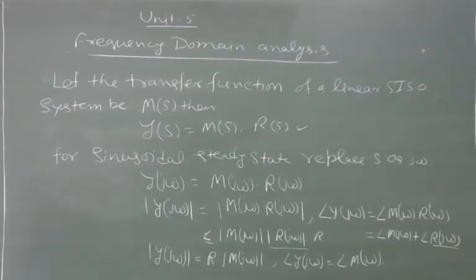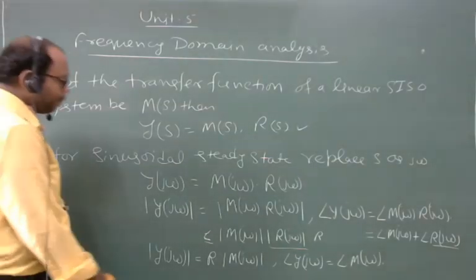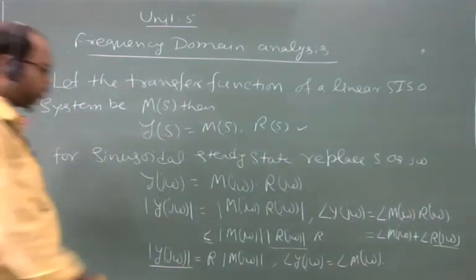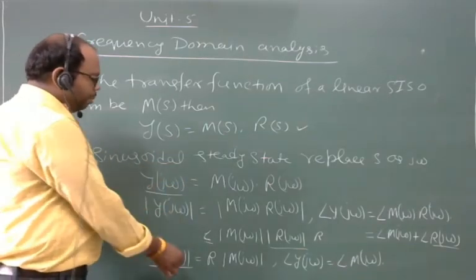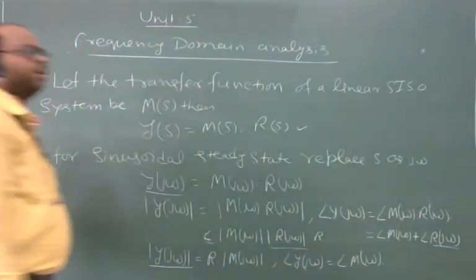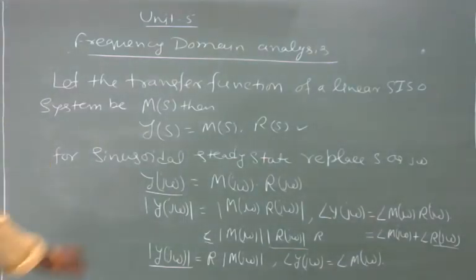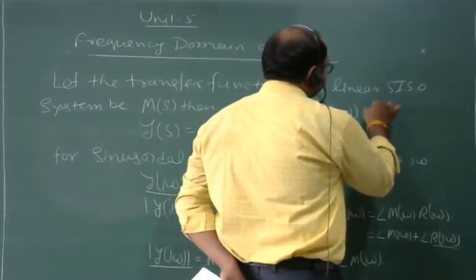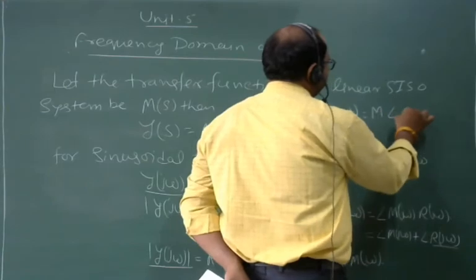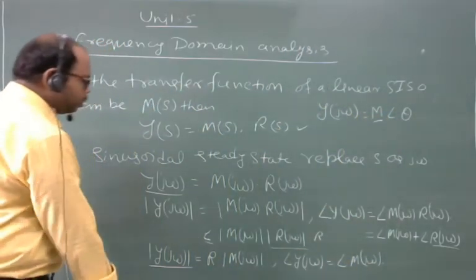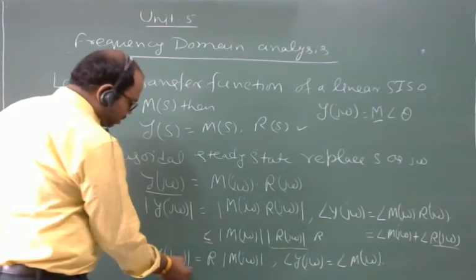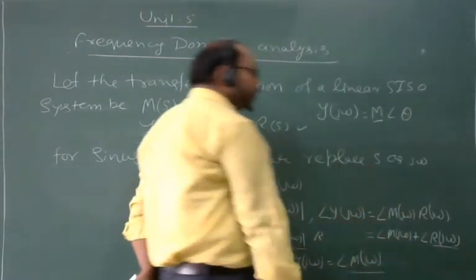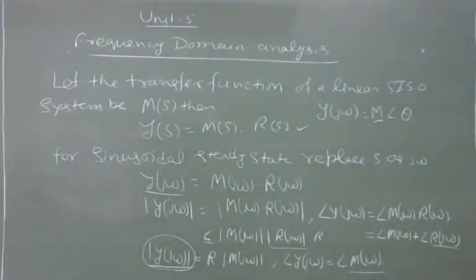So in frequency domain, I can break my output Y(j omega) into magnitude and angle form, and in combined form I can write Y(j omega) as magnitude angle theta, where M is the magnitude of this Y(j omega), and theta is the angle of this Y(j omega), right?